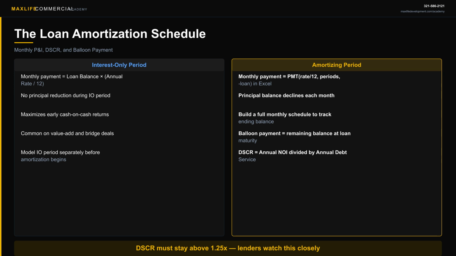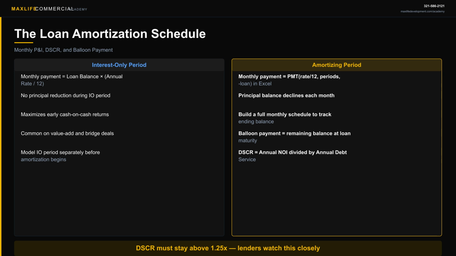From there, build a full monthly table: opening balance, monthly interest, monthly principal, and closing balance. The monthly interest is the opening balance times the monthly rate. The monthly principal is the total payment minus the interest. The closing balance is opening balance minus principal paid. Run this table out to the loan maturity date. The closing balance on the last row is your balloon payment, the lump sum due when the loan matures.